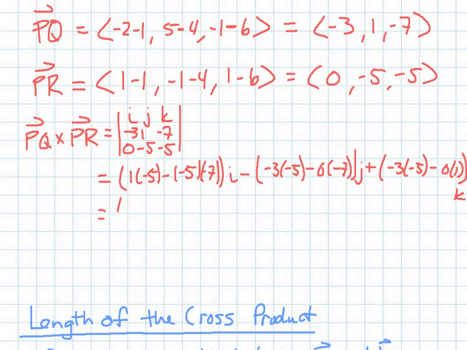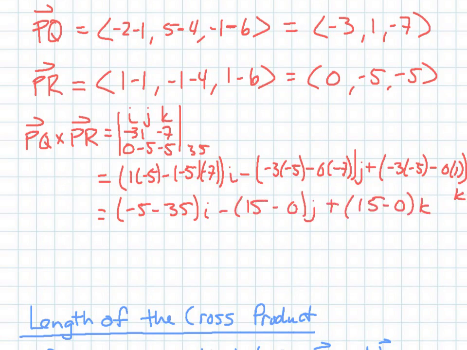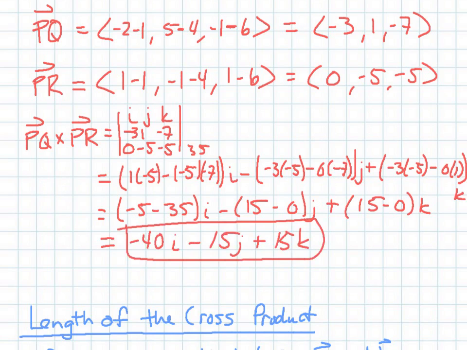So then now, simplifying that up, negative 5, and then this becomes 35, but then there's minus 35 there. Minus, it'd be 15, minus 0, j, and then it'd be plus 15 minus 0k. So simplifying that would give me a negative 40i minus 15j plus 15k. And so then that would be the perpendicular vector to those points in that plane. Okay.